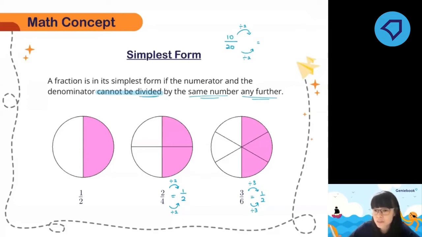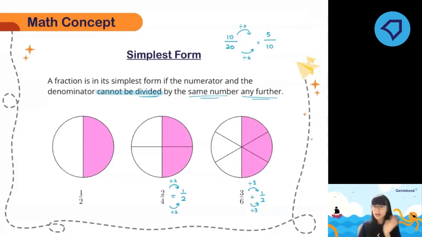10 divided by 2 will give me 5, correct? And then 20 divided by 2 will give me 10, okay? Now, 5/10, what do you guys think? Can it be divided by a certain number further? Do you think there's a common number between 5 and 10 that both of them can be divided by? What number would that be? 2? Can I divide by 2 again?